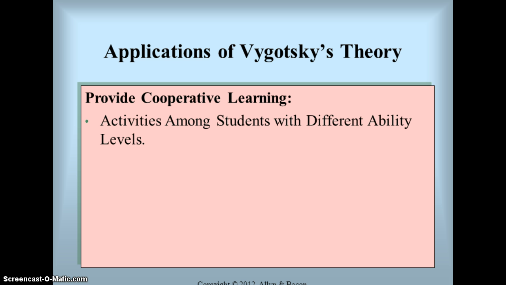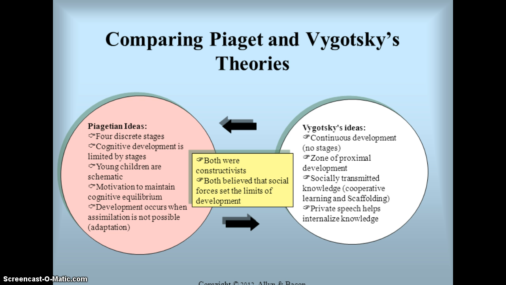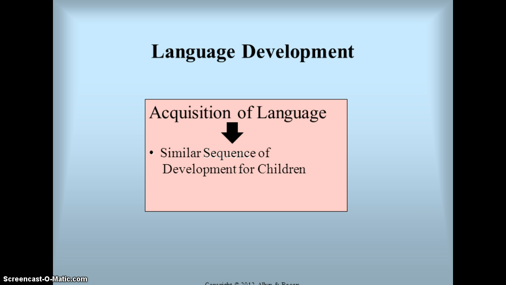Vygotsky's theories support the use of cooperative learning strategies in which children work together to help one another learn. This Venn diagram compares the similarities and differences of Piaget and Vygotsky's theories. Language development starts before kids can even read.